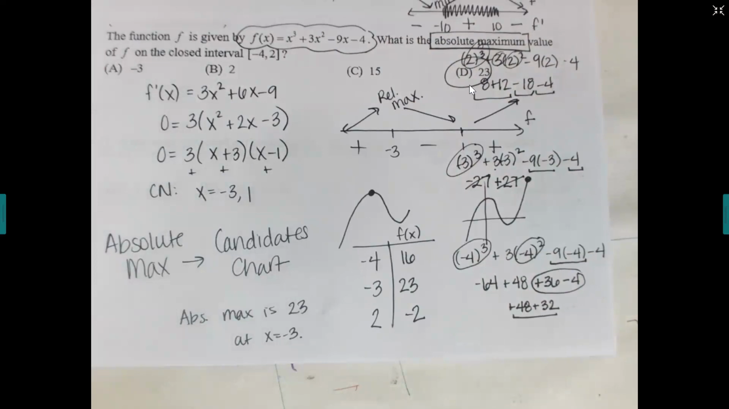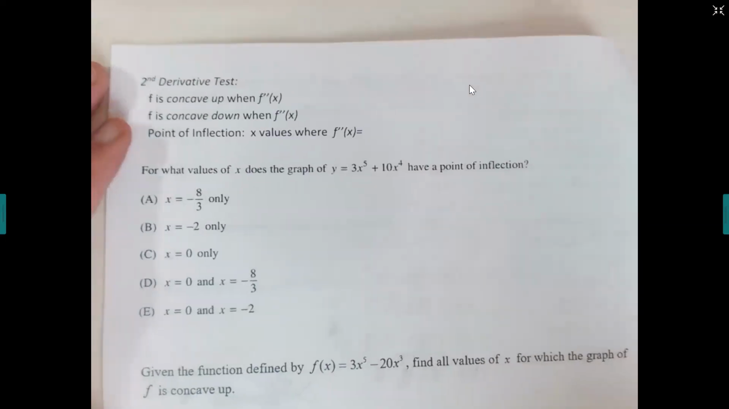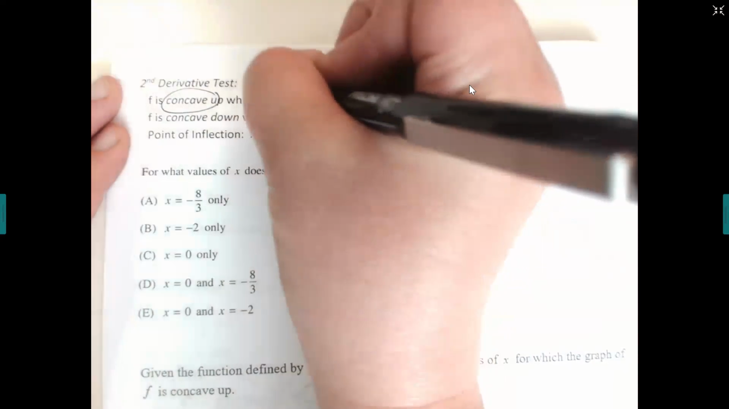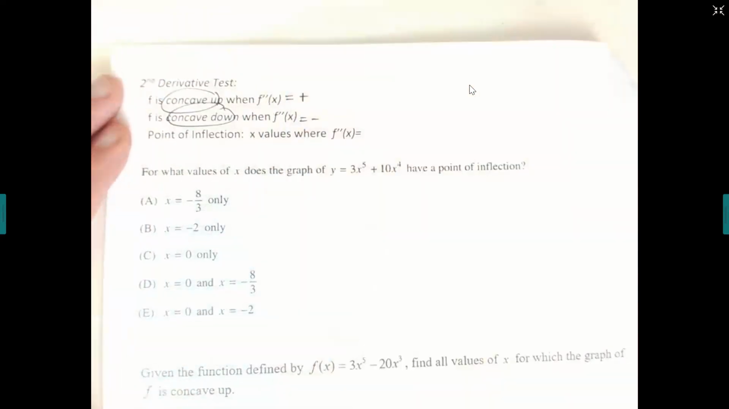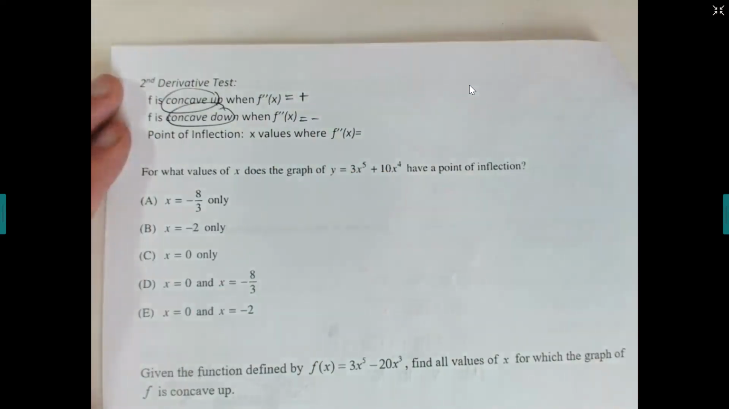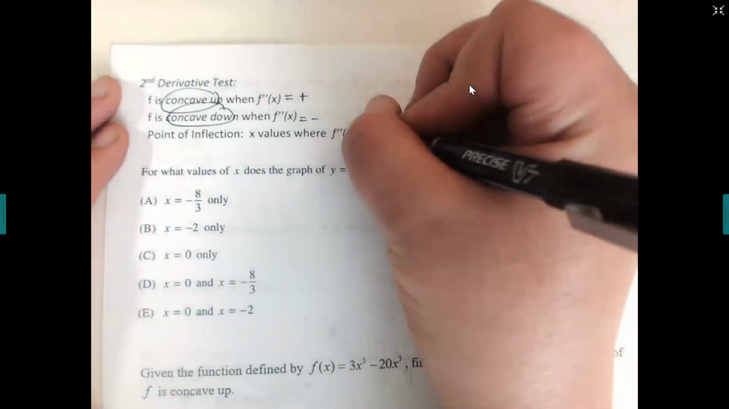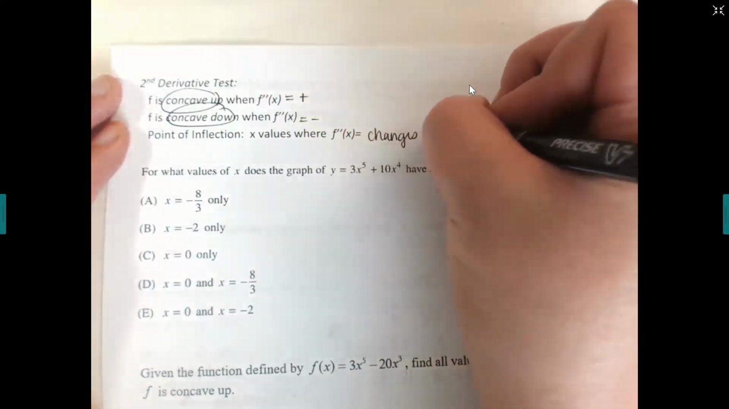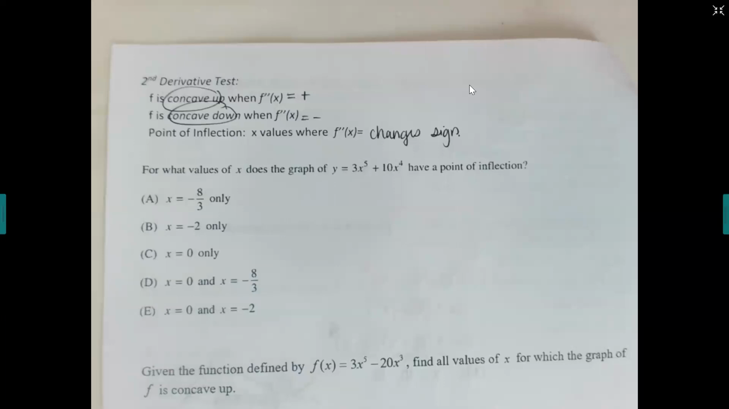All right, let's do some second derivative tests. The second derivative test tells you about concavity. The graph is concave up when the second derivative is positive, concave down when the second derivative is negative. Your points of inflection are where f double prime changes sign. It's not a specific order though, like mins and maxes. As long as it switches, whether plus to minus or minus to plus, it's still a concavity change.